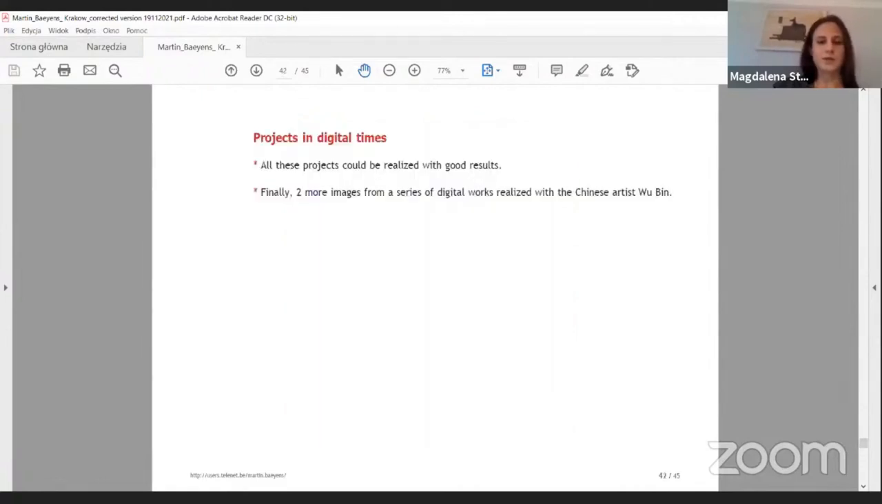To sum up, projects in digital times. All these projects could be realized with good results. So finally, look at two more images from a series of digital works realized with the Chinese artist Wu Bin.